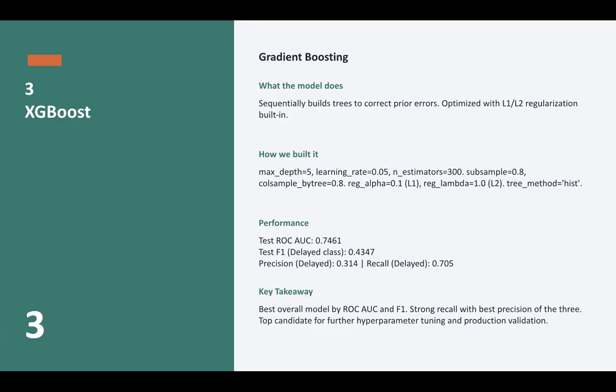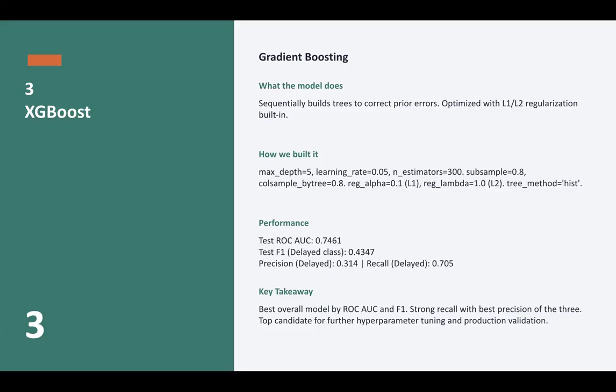Our third and best performing model was XGBoost, a gradient boosting algorithm that built trees sequentially, with each new tree correcting the errors of the previous one. We used 300 estimators with a learning rate of 0.05 and a max depth of 5, along with L1 and L2 regularization to control overfitting.